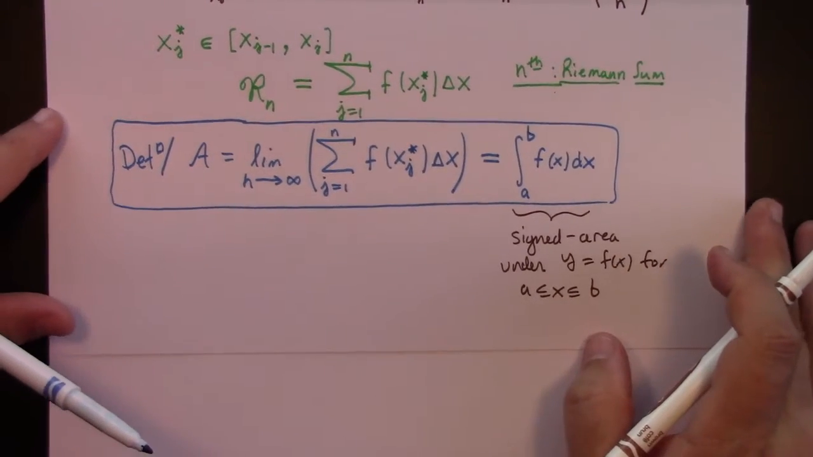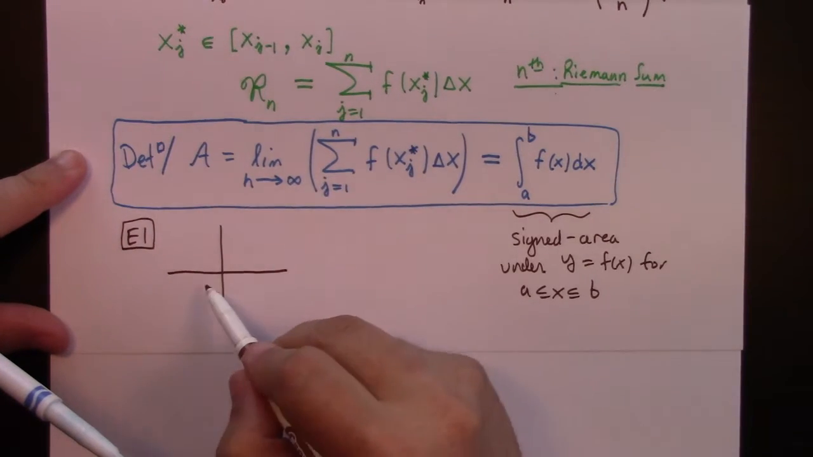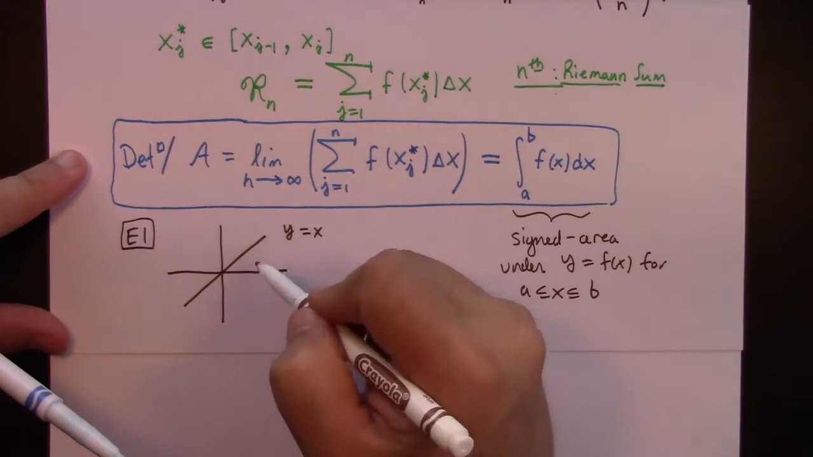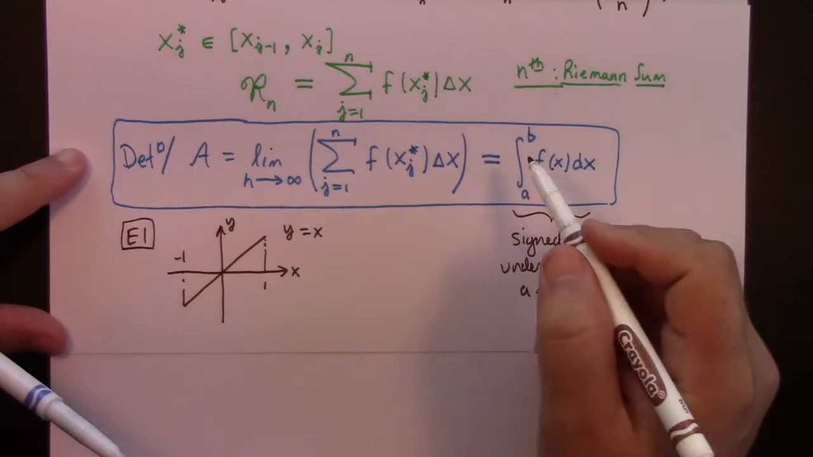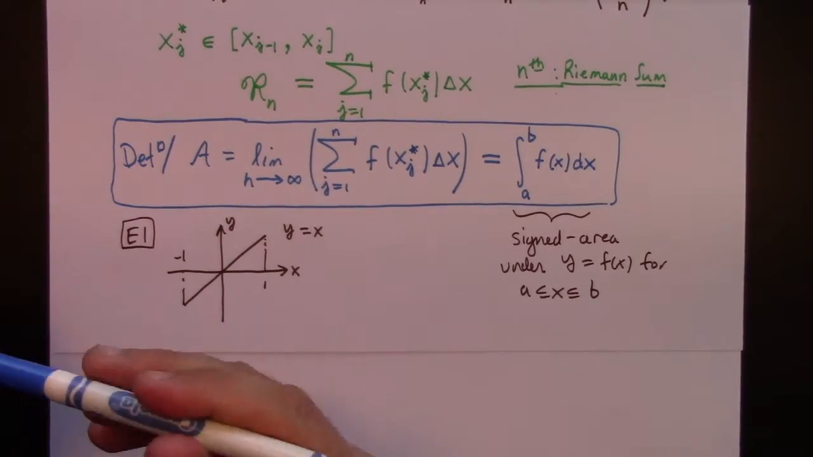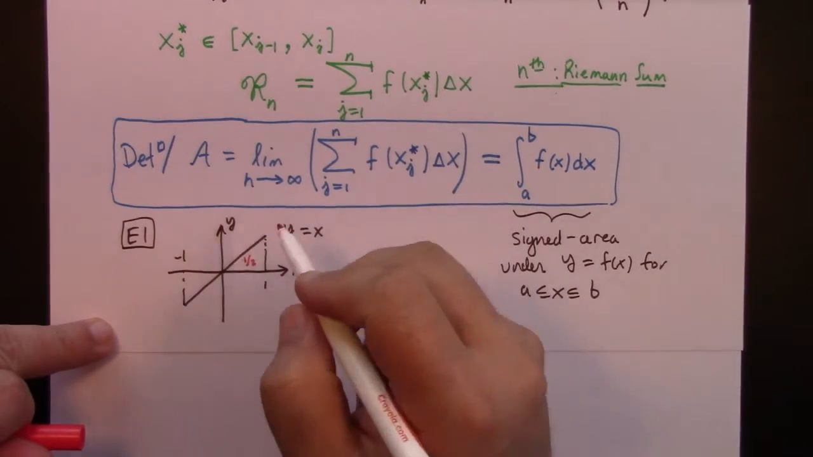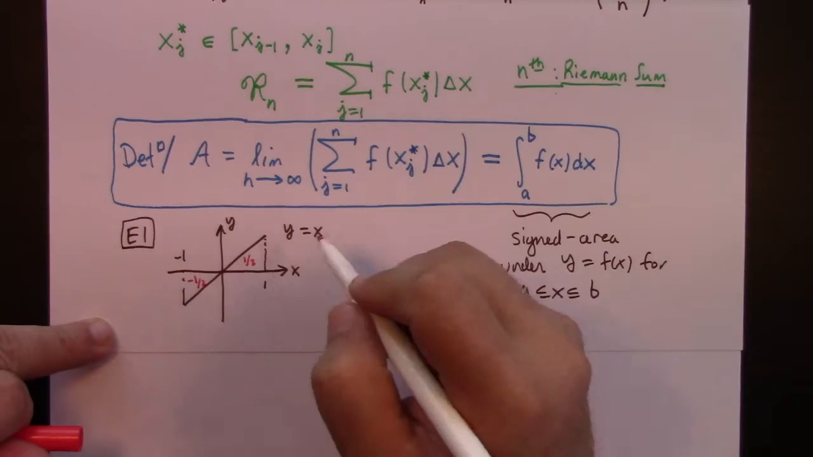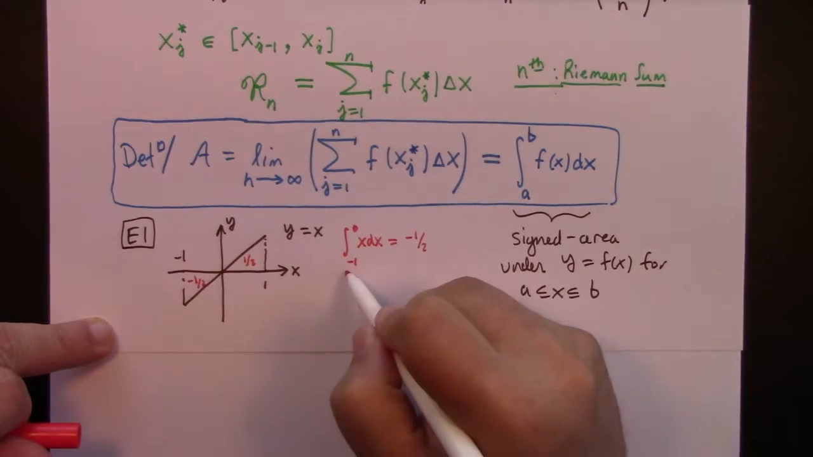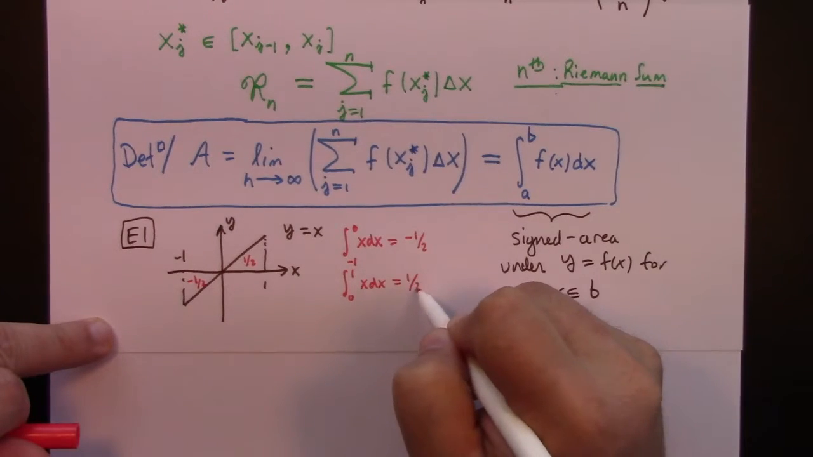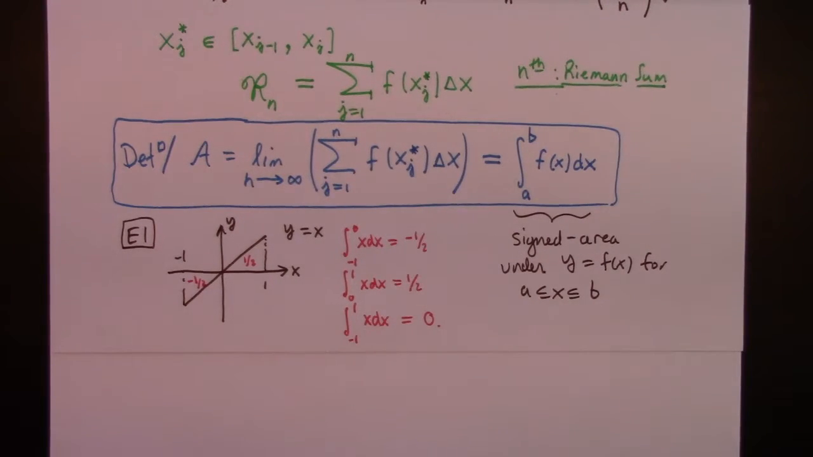Just as an example of that, non-trivially, if you were to look at, say, y equals x, here's 1, here's minus 1. It's obvious from the geometry here. This has signed area 1/2, because one half base times height gives me the area of a triangle. This has signed area minus 1/2, so the integral from minus 1 to 0 of x dx is equal to minus 1/2. The integral from 0 to 1 of x dx is equal to 1/2. Of course, the integral from minus 1 to 1 of x dx is equal to 0. Just as a warm-up example there.